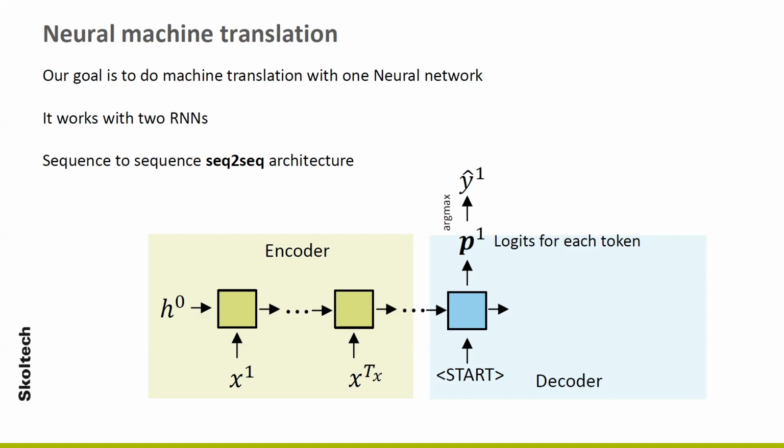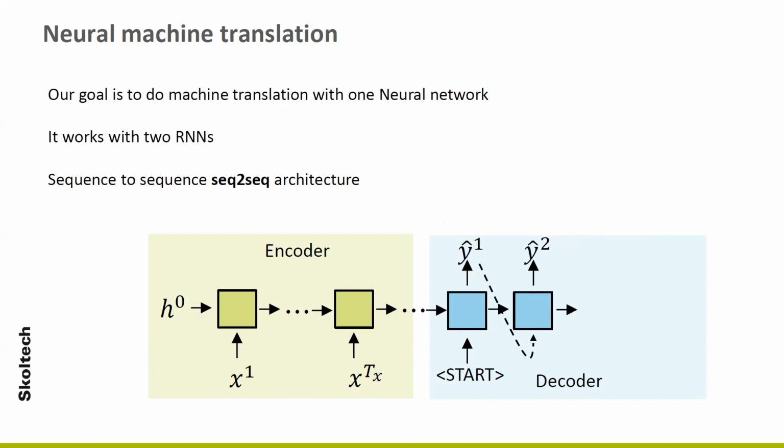Then we start to play with another neural network, a decoder. The decoder starts with some token, the start of a sentence, and this initial state. Then it produces a hidden state and logits for each token, so probabilities for each word to occur. And then we just take the word that maximizes these probabilities over each word in the dictionary. So we have the first word decoded, and we will go on with the second word.